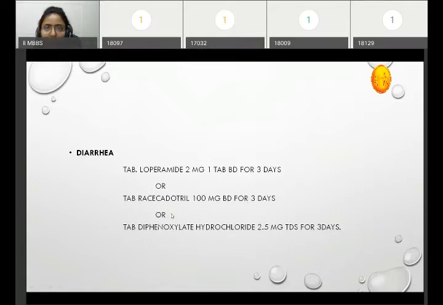Then the other drug you can add as an antidiarrheal drug is diphenoxylate hydrochloride. Again, this is a mu opioid receptor agonist, or you can call this a synthetic opioid agonist. It is given in the dose of 2.5 milligram TDS for 3 days. So this was regarding SDT for diarrhea.